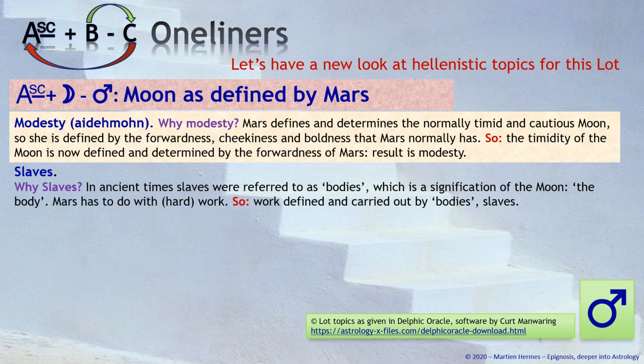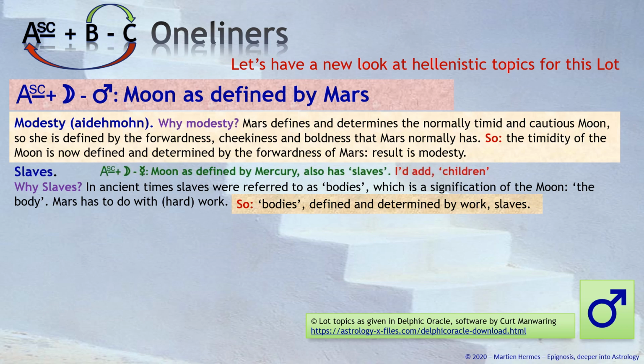So why slaves? In ancient times, slaves were referred to as bodies, which is the signification of the moon, and Mars has to do with hard work. So work defined and carried out by bodies, slaves, which is work. That's the previous understanding of this lot. But when I reverse it, then you get this. So bodies, the moon, defined by Mars, and determined by work. So okay, that's pretty convincing for the use of the one-liner slaves for this lot.